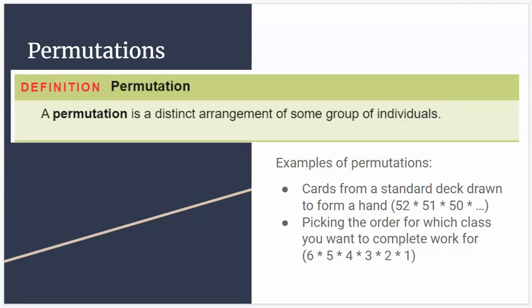you'd have to pick from 6 classes to start with. Okay, and once you finish the work for the first class, you only have 5 left. So then you go down to the 4, the 3, and the 2, and the 1 until you run yourself out of work. You complete all your work. Okay, so essentially, you're arranging some individual group. Now, when I say individual, doesn't necessarily mean people. Could be anything. Could be any item you're trying to count. Okay, cards, classes, that kind of stuff.